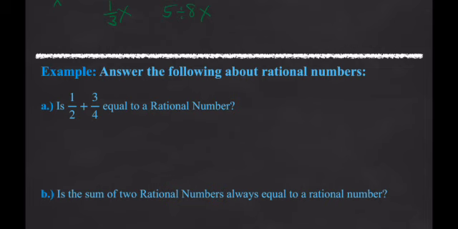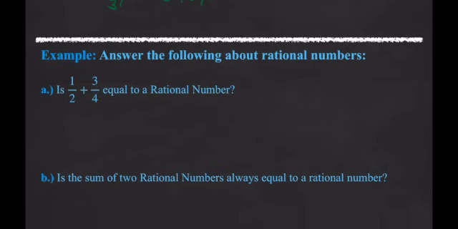Let me show you how it would be a rational number. Let's take 1/2 plus 3/4. In order for us to add fractions, they must have the same denominator. So let's multiply the first fraction by 2/2. Remember the LCD, we want to find this lowest common denominator. So this would be 2/4 plus 3/4, which gives us 5/4.